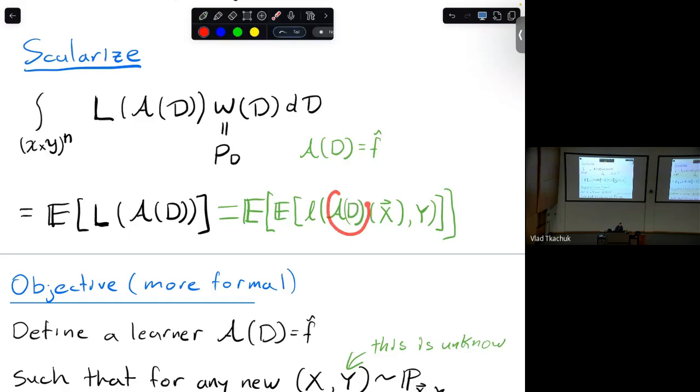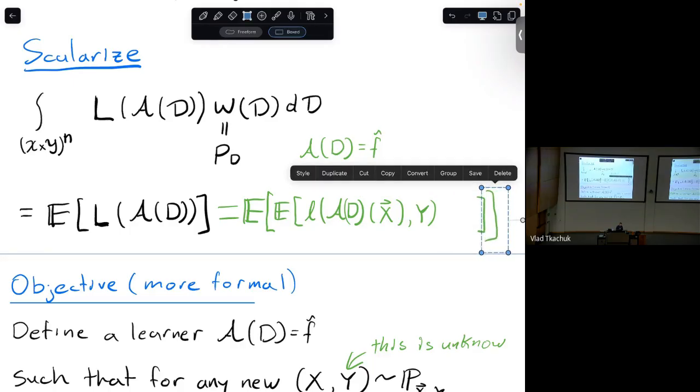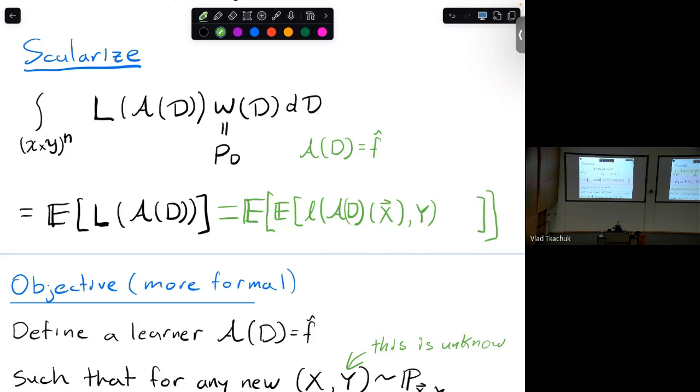This guy here produces a function f hat, and that itself will take as input new features, and then you compare it to new things. People will often decode this expectation stuff and clarify what the expectations are over. So this guy out here was over the data set, and this inner one was over the features and labels. People like to write the fact that the inner one is conditioned on your data set. And so this is how you would write it.